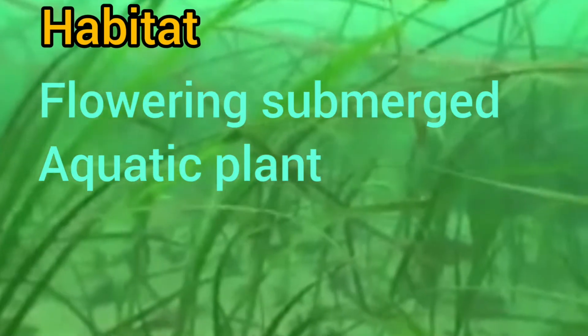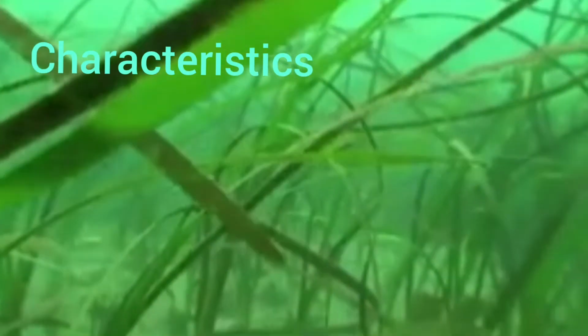The next aquatic plant is eelgrass, commonly known as eelgrass. The scientific name is Vallisneria americana. The habitat of this plant: it is a flowering plant, a submerged aquatic plant. It grows in freshwater ponds.